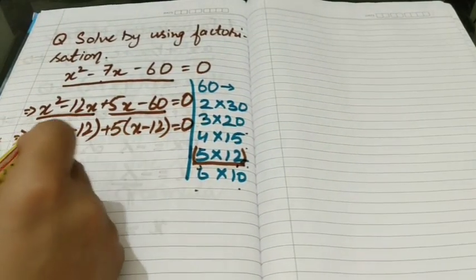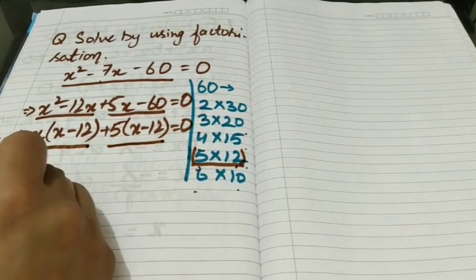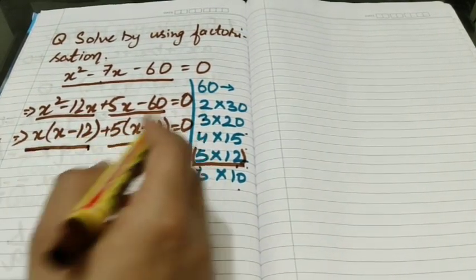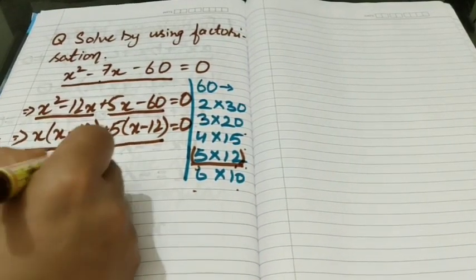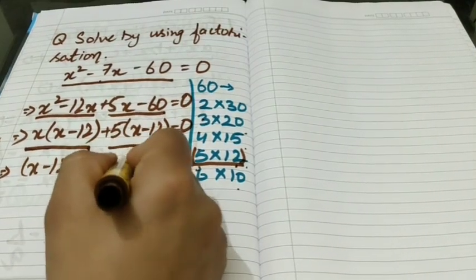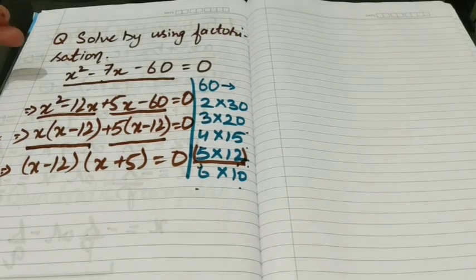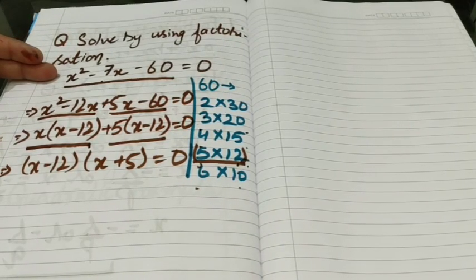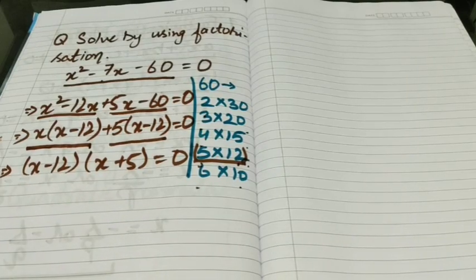In the next step we have this term and this term. We have two expressions, one expression is this and the other expression is this, and from these two expressions we can take x minus 12 common, and in the bracket we are left with x plus 5 equals to 0 as it is. So we have expressed the given quadratic polynomial on the left hand side as the product of two linear polynomials. That is how the factorization is over.